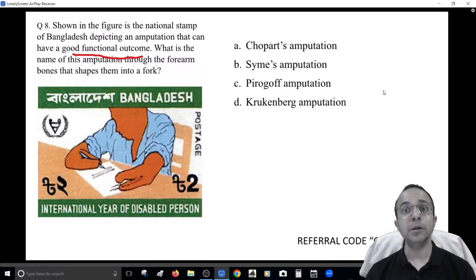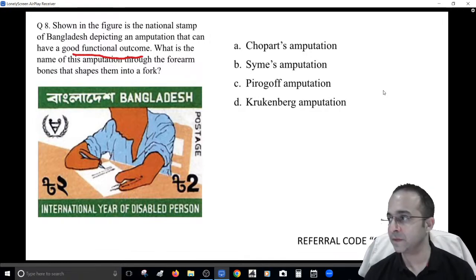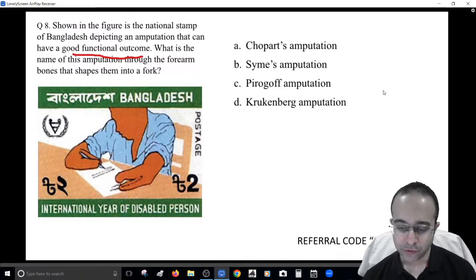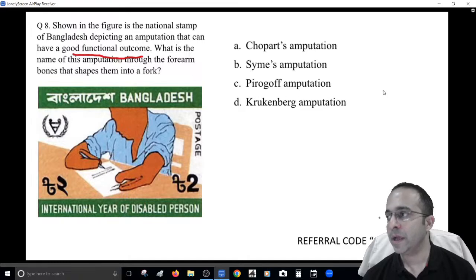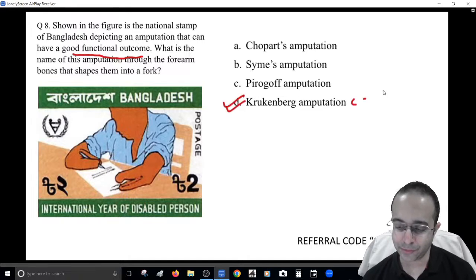In this image, a lot of image questions you will have in your exams now. The INI-CET paper is full of images. So that is the whole idea of showing you these images. Excellent, wonderful Adnan. You're absolutely right, and Ali, you're absolutely right. This is a Krukenberg amputation. So that is what a Krukenberg amputation is.